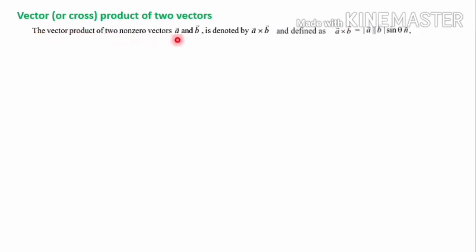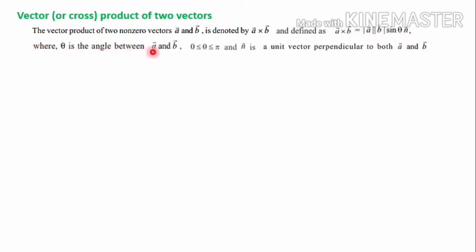In product of two vectors, we have already discussed the first one, that is the dot product. Next we shall discuss the vector or cross product of two vectors. The vector product of two non-zero vectors, vector A and vector B, is denoted by vector A cross vector B and defined as vector A cross vector B is equal to modulus of vector A into modulus of vector B into sin theta into unit vector n. Here theta is the angle between vector A and vector B, and theta lies between 0 and pi, both inclusive, and n cap is a unit vector perpendicular to both vector A and vector B.